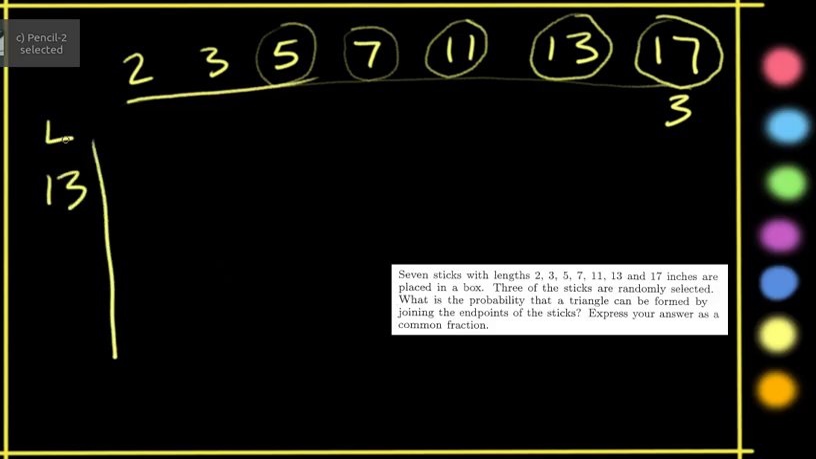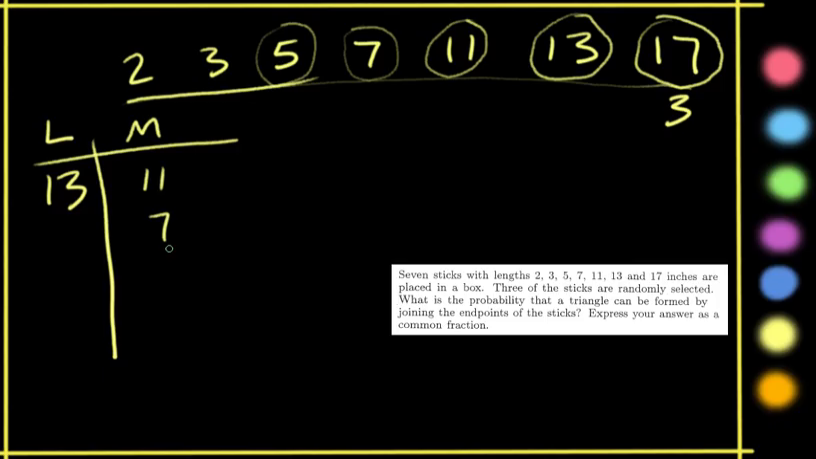So the largest one is 13, then the medium one could be 11, or it could be 7. But I'm realizing right away that if it's 7 or smaller, you're never going to be able to add up to something bigger than 13, because even 7 plus 5 is only 12, so we don't need to consider this case. If it's 11, I could have 3 for the smallest. I could have 3, or I could have 5, or I could have 7. Those all will add up to something that's bigger than 13 when combined with 11. So there are 3 possibilities there. So let's put 3 here.